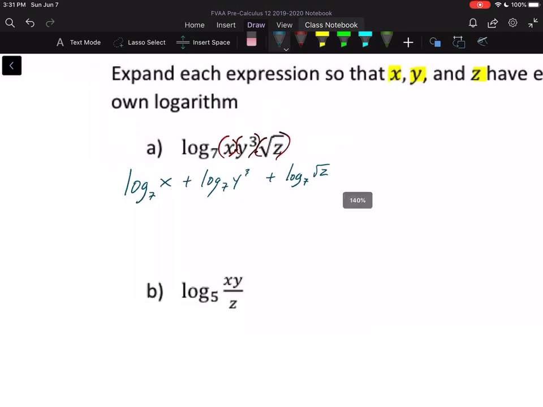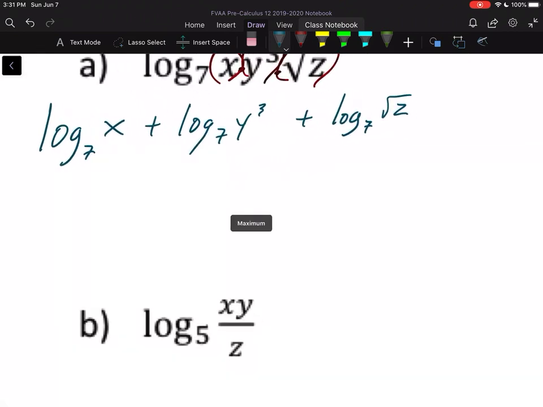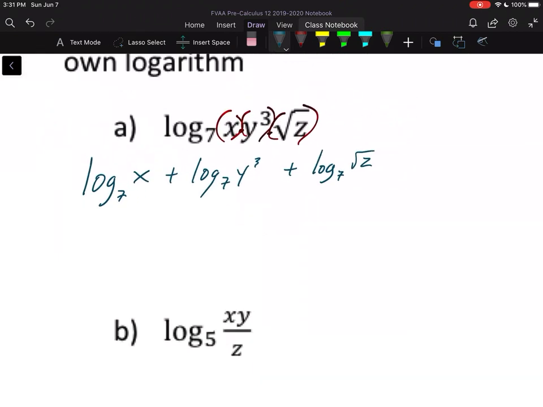Now the question also tells us to make sure to give an exponent of 1 here. So that means the first one's fine, because the x already has an exponent of 1. But the y has an exponent of 3, and the z has an exponent of 1/2.